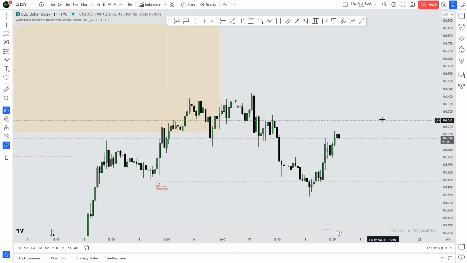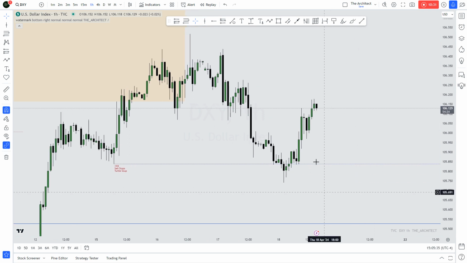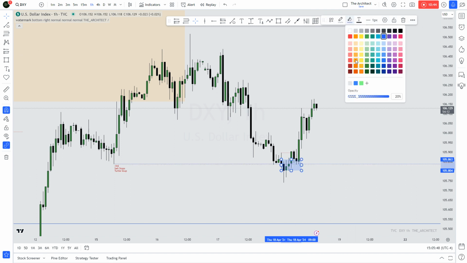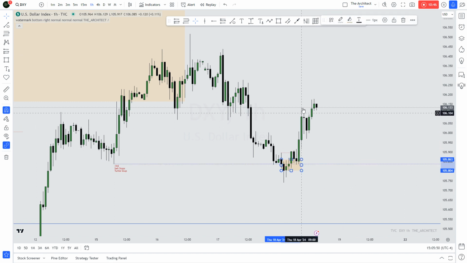If we go a time frame lower, being the 1 hour, we can already see that the market on the DXY is starting to switch. It gave us a market structure shift over there, and then it's starting to respect bullish order blocks. All right. So it respects the bullish order block, and you start to see momentum coming into the market.